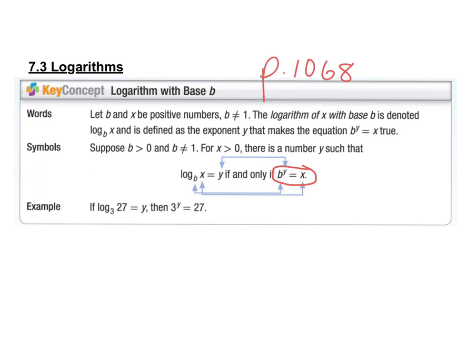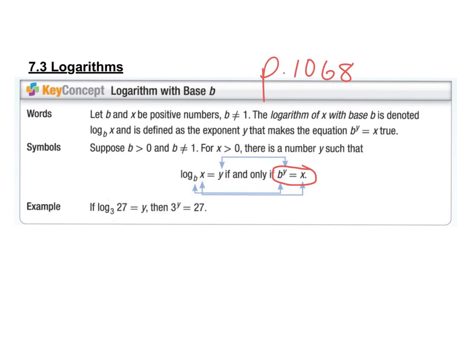So notice over here they give us an example. 3 to the y equals 27. The log equals the power. All of this over here is the log. That equals the power. So that's why the power over here is y. The base becomes the subscript, the little number, and the answer goes next to it.